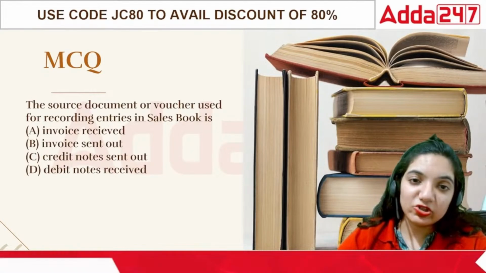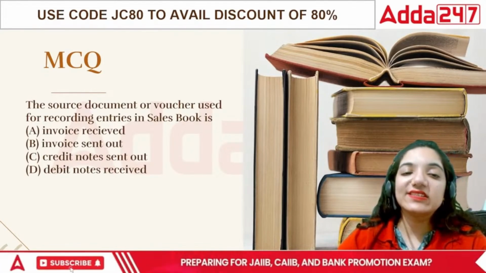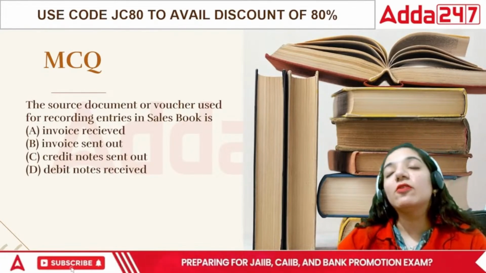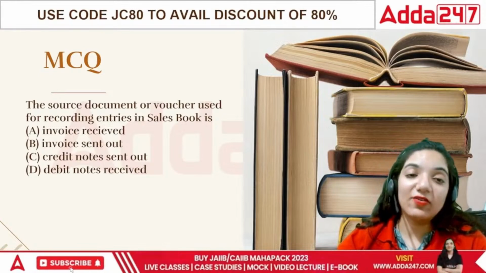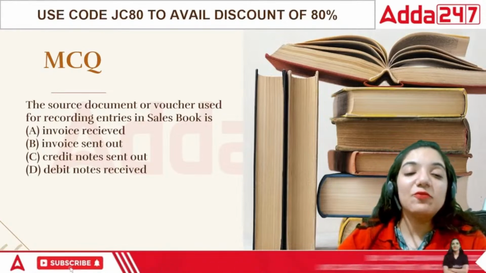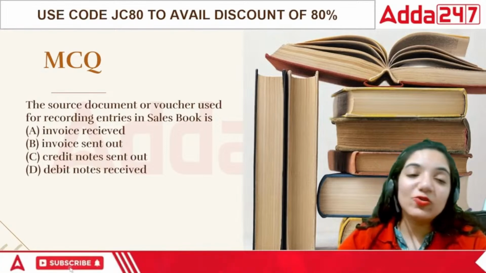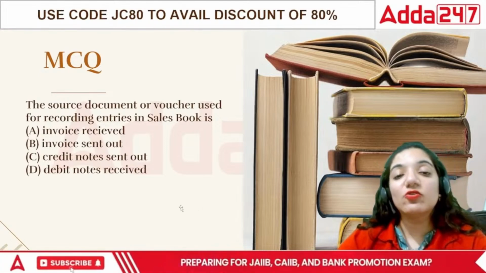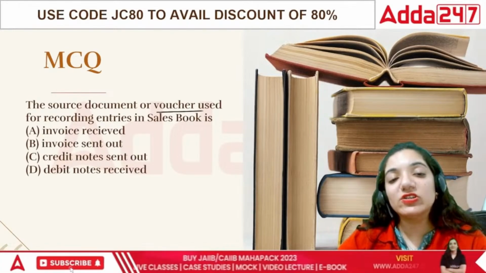Next, the source document or voucher used for recording entries in the sales book is: invoices received, invoices sent out, credit notes received, or debit notes received. We are looking at the sales book right now. The rule is in terms of vouchers, sales.